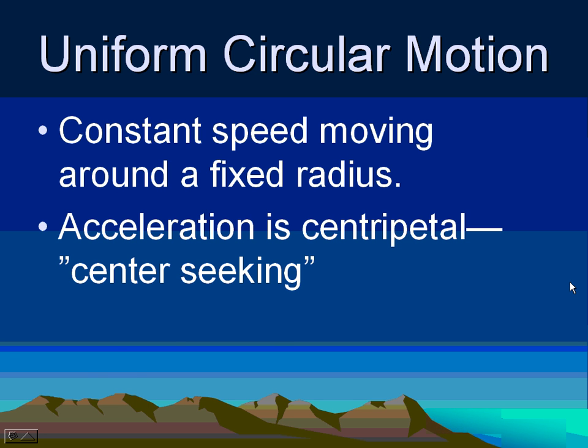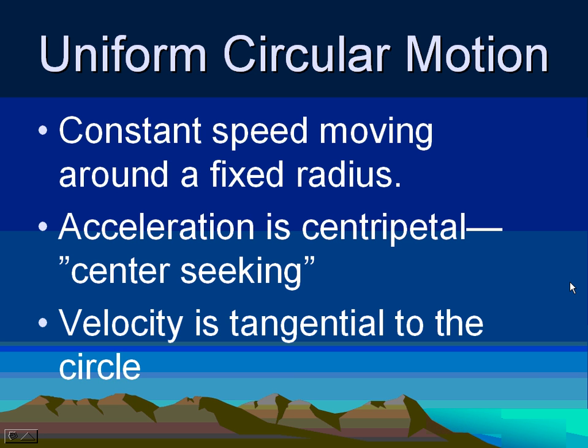The velocity of the object at any given instant is a tangent to the circle. It's perpendicular to the force, perpendicular to the acceleration. It's tangential to the circle, and a tangent is a straight line that touches the circle at just that one location. That's how I can figure out what direction the velocity is.